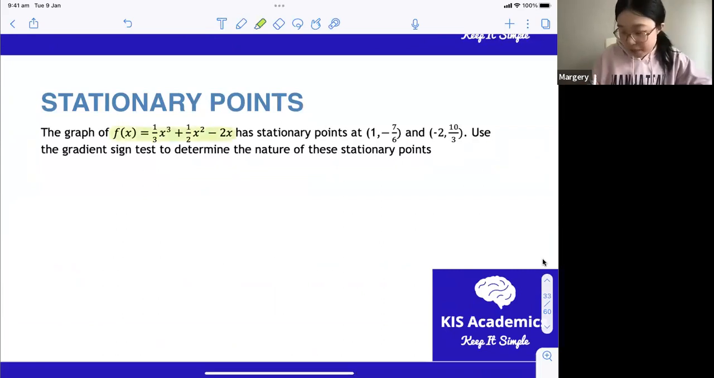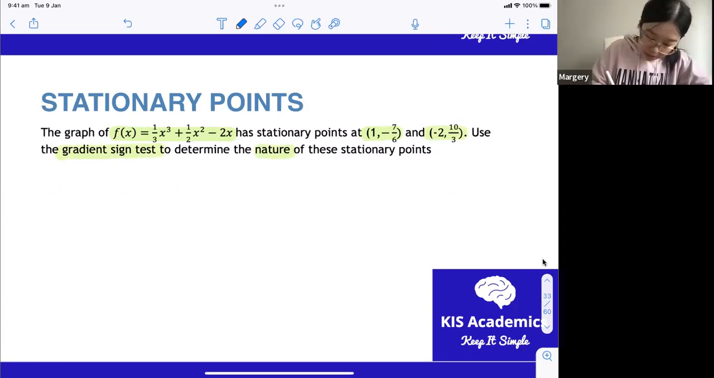And this has stationary points at (1, -7/6) and (2, -2, 10/3). So those are our 2 coordinates for our stationary points. And we want to use the gradient sign test to determine the nature of these. So we notice we've got 2 different stationary points. That means we want to test both of those stationary points to see whether they're a local max, a local min, or a stationary point of inflection.